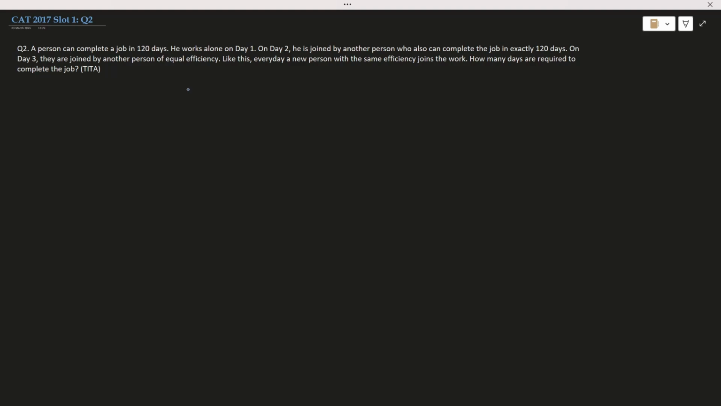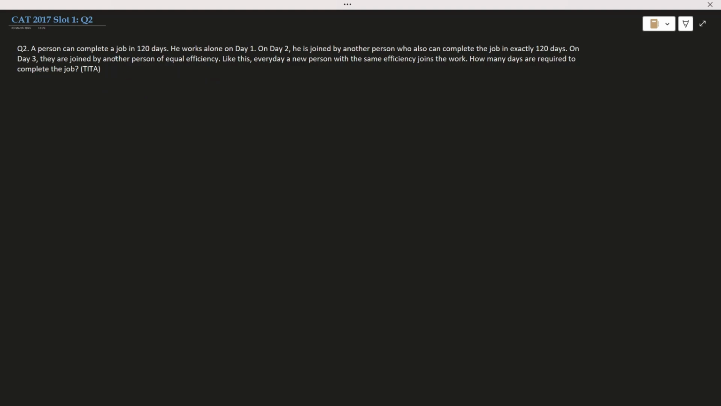This means that the efficiency, or the work done per day, by person 1 and person 2 is the same. That means the efficiencies of both the persons are the same because both of them can complete the same work. Please be careful. Same work, okay? Both of them can complete the same work in exactly 120 days. That is why the efficiencies of both of them are the same. On day 3, they are joined by another person of equal efficiency. Like this, every day a new person with the same efficiency joins the work. How many days are required to complete the job?